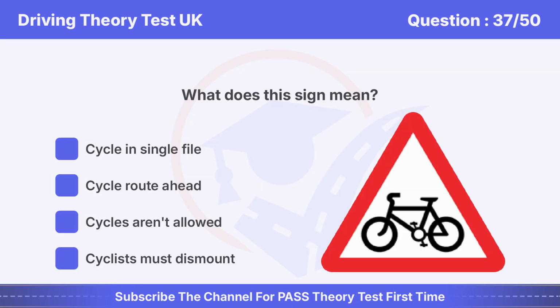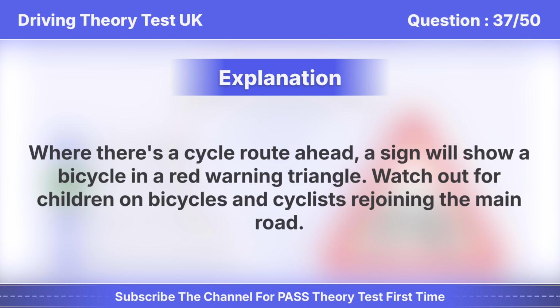Question 37. What does this sign mean? Answer is B. Cycle route ahead. Where there's a cycle route ahead, a sign will show a bicycle in a red warning triangle. Watch out for children on bicycles and cyclists rejoining the main road.